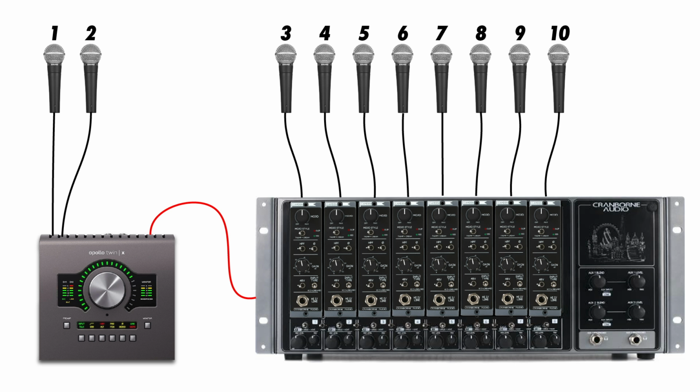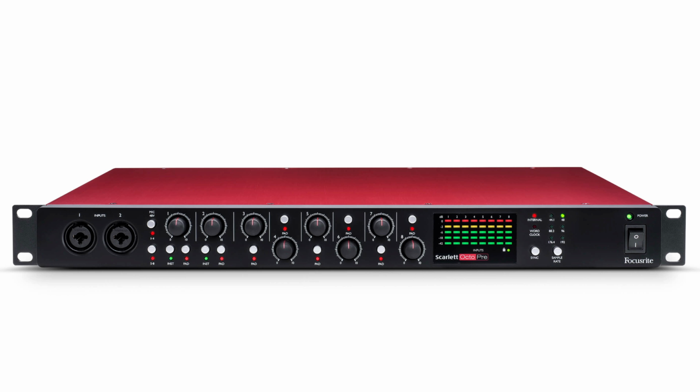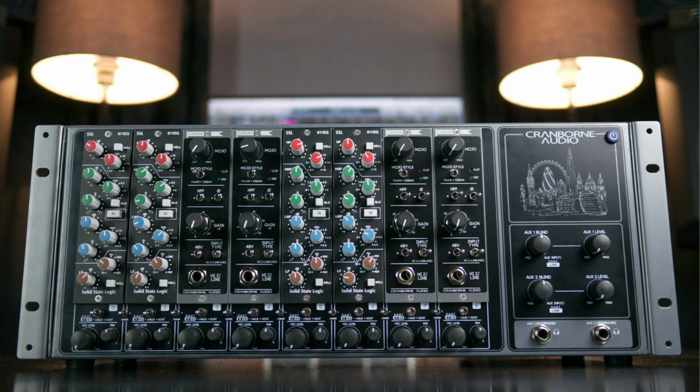The first way to use ADAT to expand your audio interface is to add more input channels. Maybe you have an audio interface with only 2 microphone preamps, but you want to record a full band with several microphones. If your interface has an ADAT input, you can connect an external microphone preamp via ADAT to add more channels. Of course, you'll need an external mic preamp that has ADAT outputs in order to do this, such as the Focusrite OctoPre or a Cranborne Audio 500 ADAT with a few preamp modules.